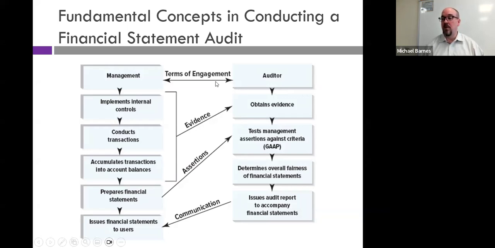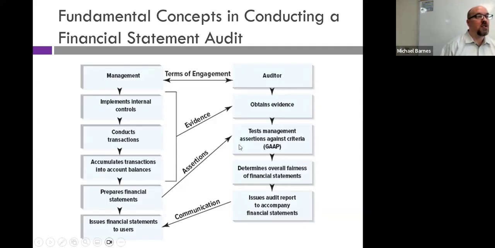So the auditor is going to work with management to work out the terms of engagement, which will be one of the first things that we learn. I think it'll be what we'll talk about on Friday, terms of the engagement. Then we're going to gain evidence about the controls, the transactions, and the account balances. We're going to test management's assertions against criteria.